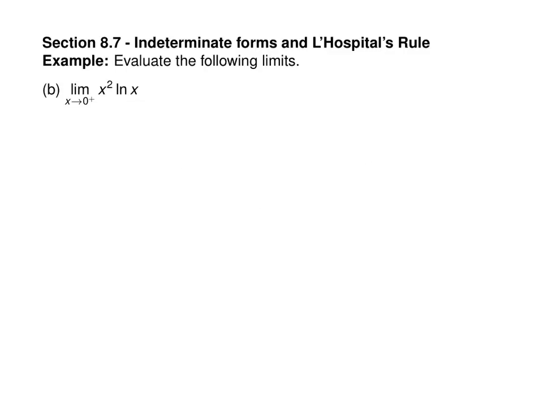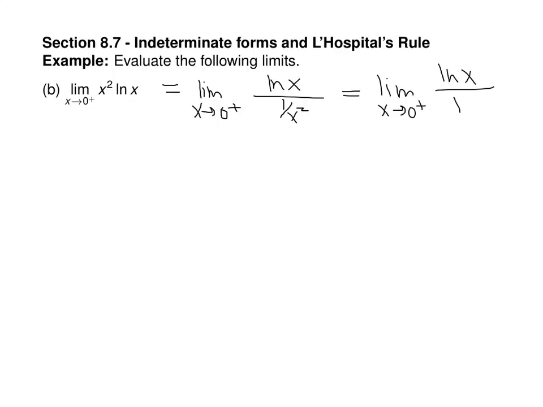The limit as x goes to 0 plus of x squared ln x. This is of the form 0 times infinity, so we can remedy that by changing it into the limit as x goes to 0 plus of ln x divided by 1 over x squared. And remember that 1 over x squared is the same thing as x to the negative 2. So I have ln x over x to the negative second. And as x goes to 0, ln of x goes to minus infinity, 1 over x squared goes to infinity, so this is an infinity over infinity indeterminate form.